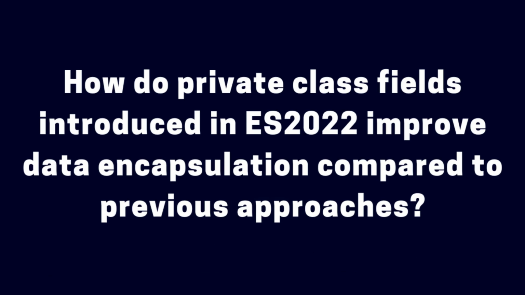Private class fields introduced in ES 2022 improve data encapsulation by providing true privacy for properties and methods. Using the hash prefix, these private fields are completely hidden from outside access, ensuring they can only be used within the class. This prevents accidental or unauthorized access, making the code more secure and easier to maintain compared to previous approaches like naming conventions or symbols, which didn't fully hide the data.